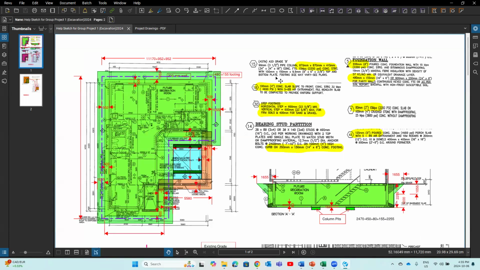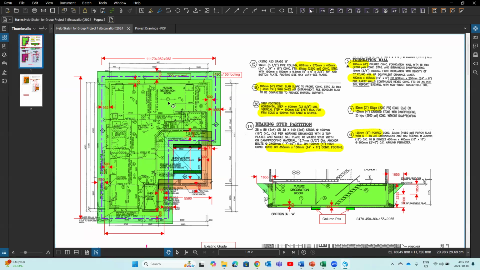Under construction notes, I read those notes and I highlight what's the size of the column footing, right? Foundation wall, what's the size of the foundation wall? What is the size of the foundation footing underneath the foundation wall? And what is the thickness of the slab in the basement, right? That's number 7. You see number 7 here in the notes.